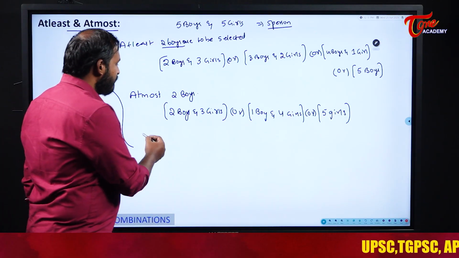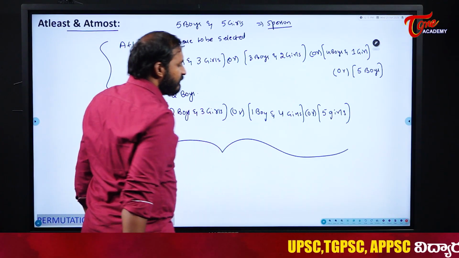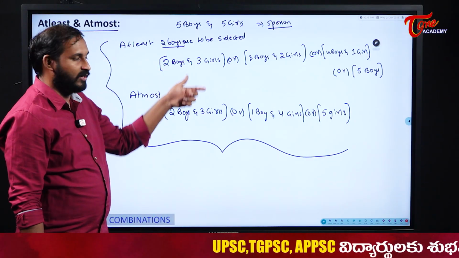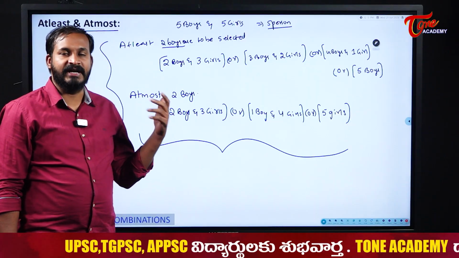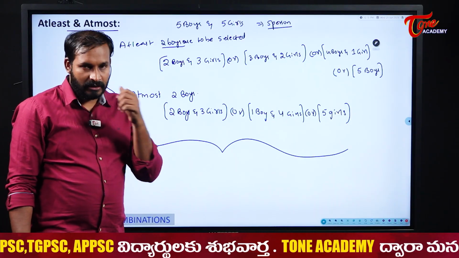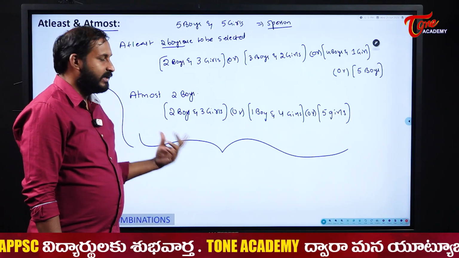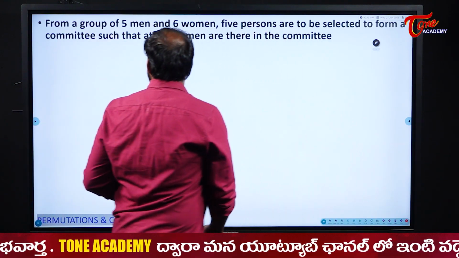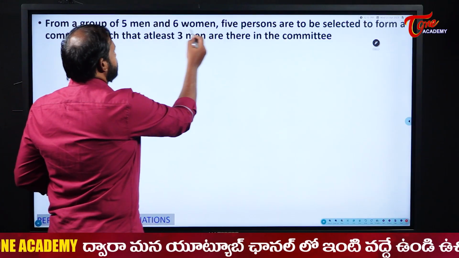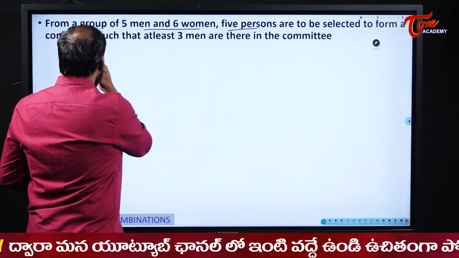Okay, these are very, very important. Why? Because there are many questions framed on this concept. Sometimes we will find it in the negation manner also, and all these things later we will see in our problems. Okay, right. Now see here, from a group of 5 men and 6 women, 5 persons are to be selected to form a committee.